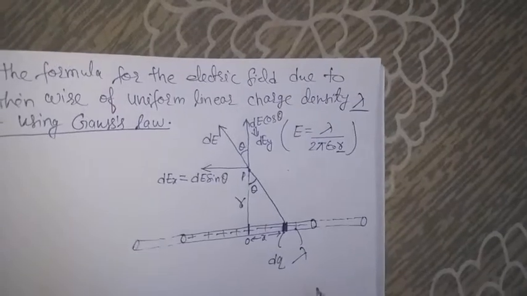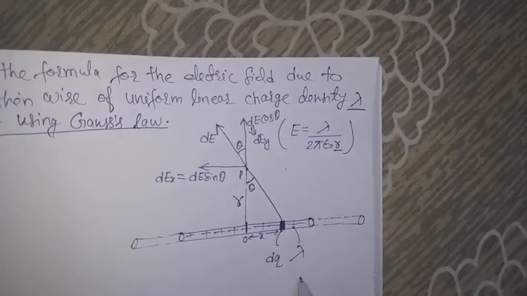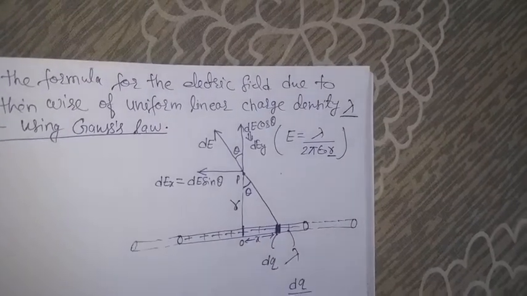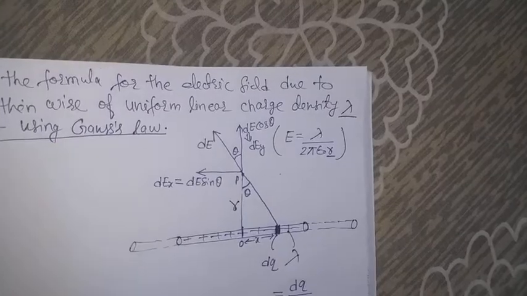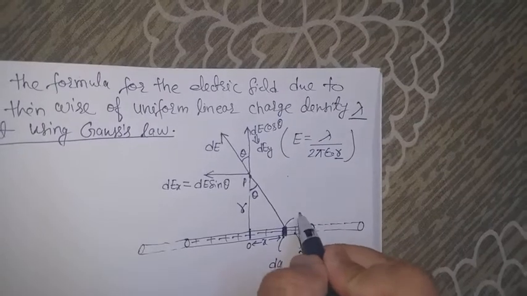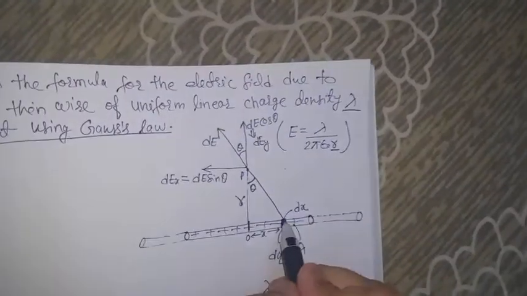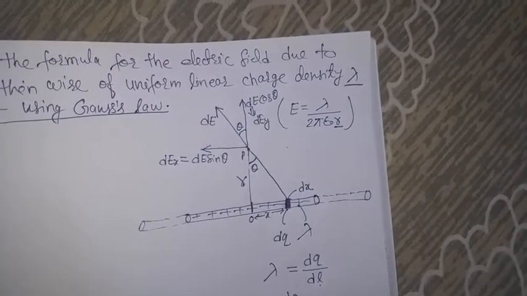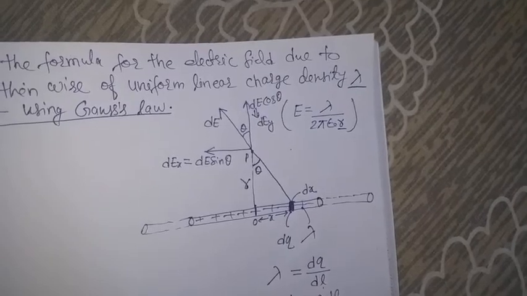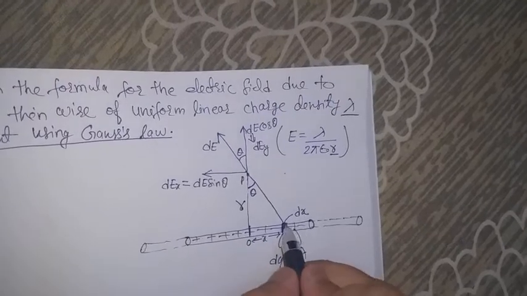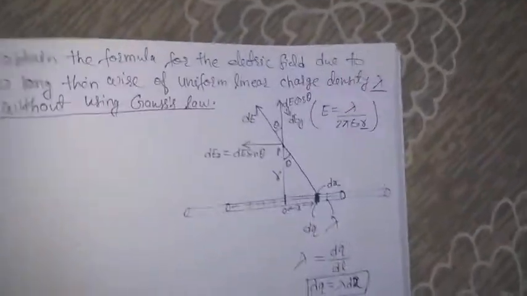Charge is not given here, so as we know, dq by dl is equal to lambda, charge upon length, and suppose this small length is dx. So what is the value of dq? Lambda into dx, because this length is dx. This question is given in your NCERT textbook.